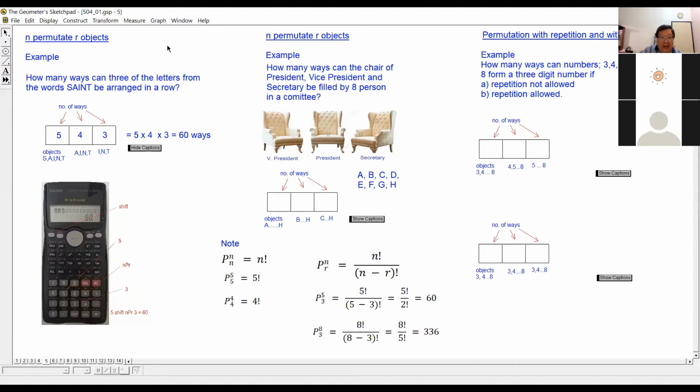How to count? If 10 objects, I want to arrange all the 10 of them, of course, the answer is 10 factorial. But now I have 10, and I only want to arrange 5 of them. So how are we going to do this?